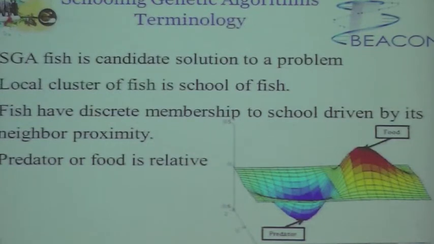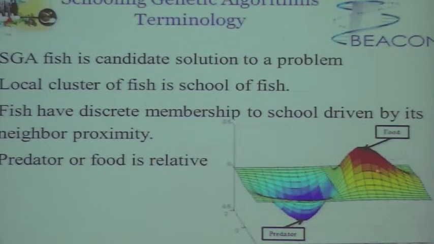A little bit of terminology for some of the terms that I will be using. An SGA fish is a candidate solution to a problem. A local cluster of fish is what I refer to as a school of fish. Fish have discrete membership to a school, driven by member proximity. And the definition of food or predator is relative.